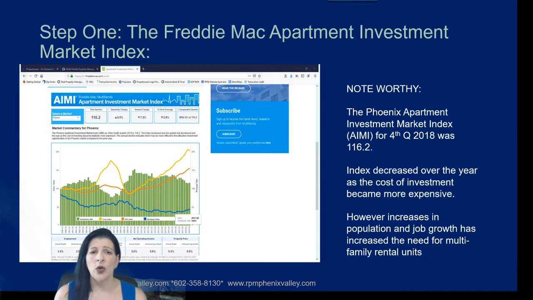Step 1, a great tool we recommend using is the Freddie Mac Apartment Investment Market Index. You can find this at freddiemac.com/research/indices/AIMI.page. On here, you can look up any market that you're interested in, and at the bottom for that market, you will get the historical average growth as well as that year's growth for employment, multifamily permits, net operating income, as well as the property price.